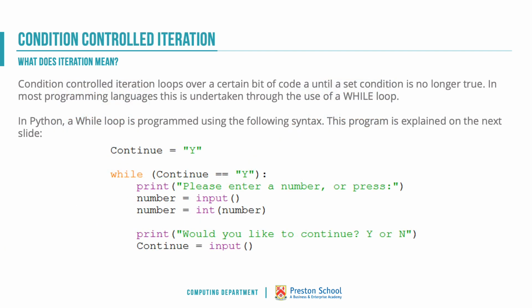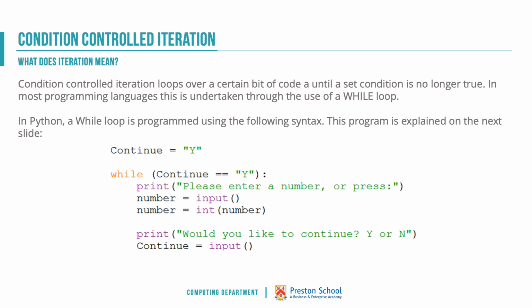Condition controlled iteration is different. That's when we don't know how many times we want to loop the code until we start looping. That's our while loop. So while continue equals equals y, so yes, print please enter a number, do something with the number, and then say would you like to continue y or n. Now if they say y, that's going to loop again. If they say y at the end of that time, it will loop again. And it's going to loop until they say n, or in fact, anything that isn't a y.